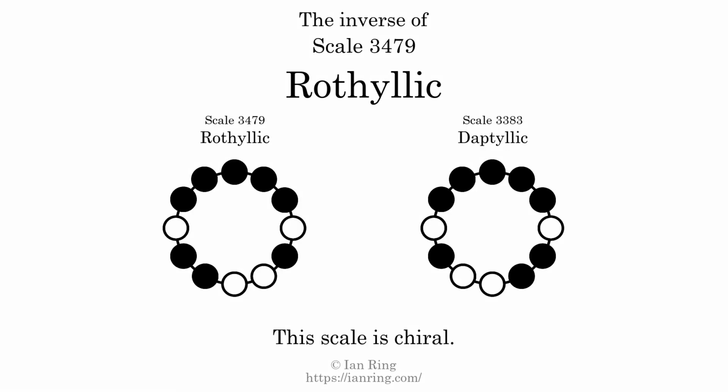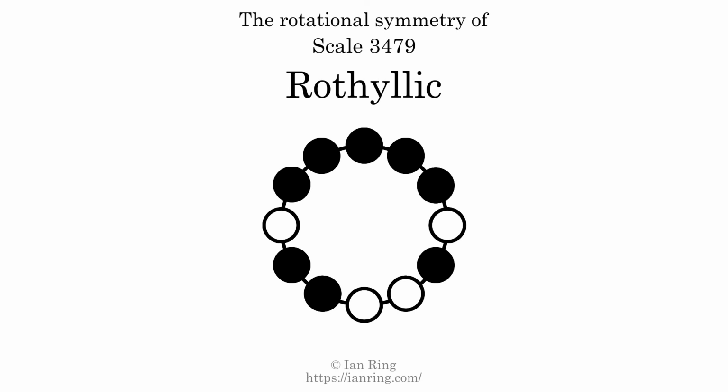The inverse of a scale is a mirror image. It is what you get when the sequence of intervals is reversed. The inverse of this scale is scale 3383, also known as dactylic. This scale is chiral. It cannot transform into its inverse by rotational transformation. This scale has no rotational symmetry.